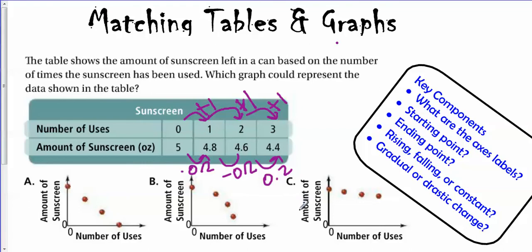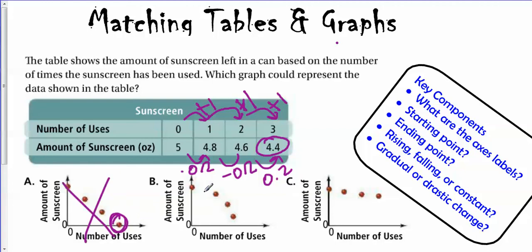So which one would it be? Let's think about these key components. The axes are all labeled the same. They're all starting the same. Let's look at their ending point. For choice A, it's ending up at 0 ounces of sunscreen left. Did I run out of sunscreen? No. I ended with 4.4 ounces. So it cannot be A because of this part right here alone.